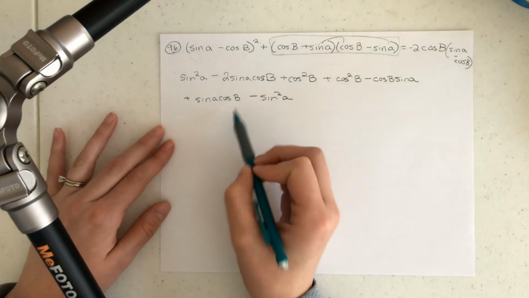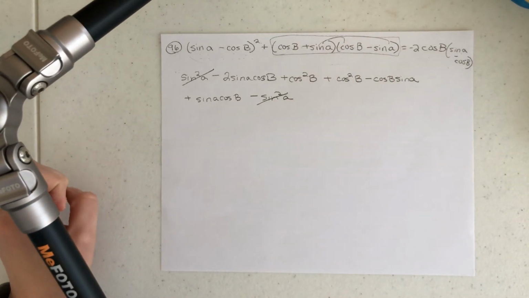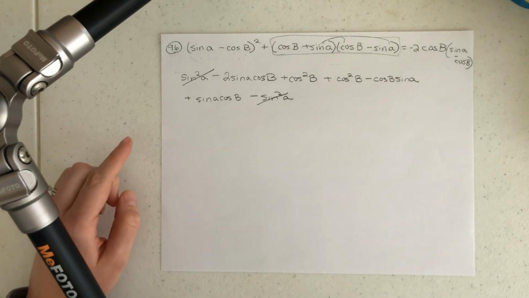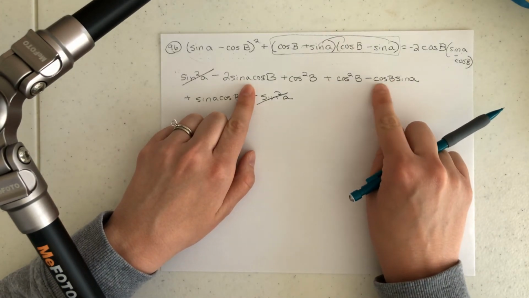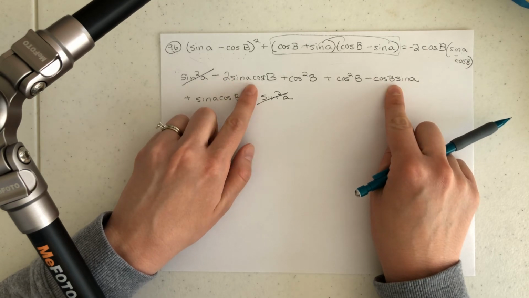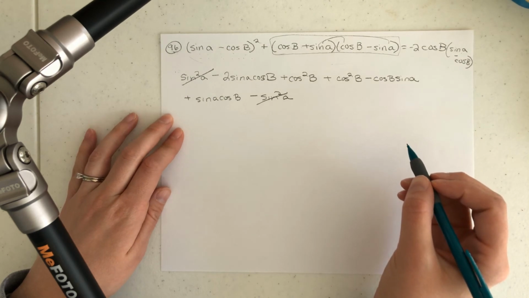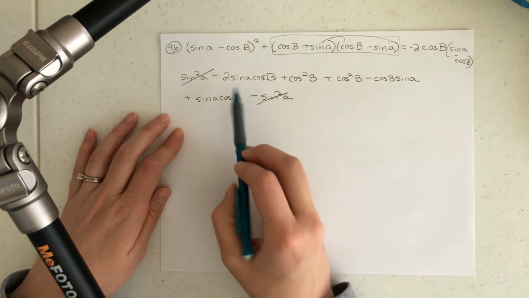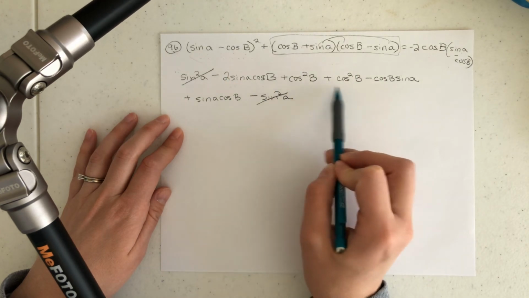What do I see? I see sine squared alphas and negative sine squared alpha that I can cancel. I don't see anything else that I can cancel. Well, I could combine though these two. This is a negative sine alpha cosine beta. This is a negative 2 sine alpha cosine beta. So I could combine that. Let me make sure that is what I have. Okay. Can't do that, but I can combine those.